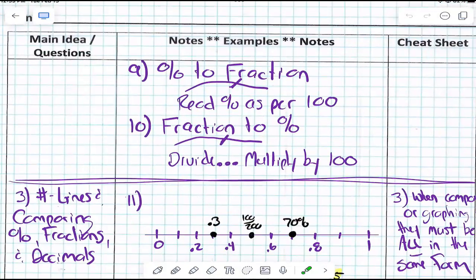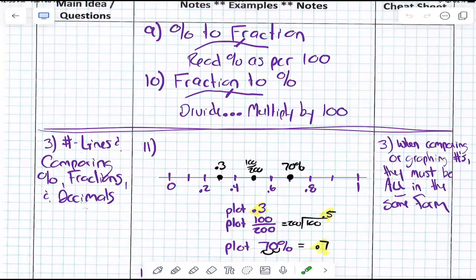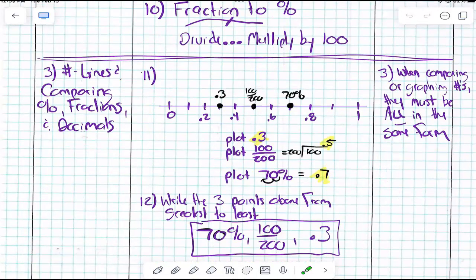And how do you go from a fraction to a percent? Divide and multiply by 100. So you divide first, right? Then you multiply by 100, right? Which is the same as what? Bunny hops to the right. Multiplying to the right.